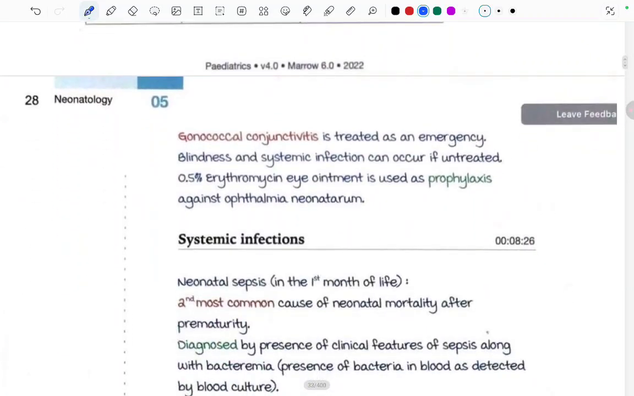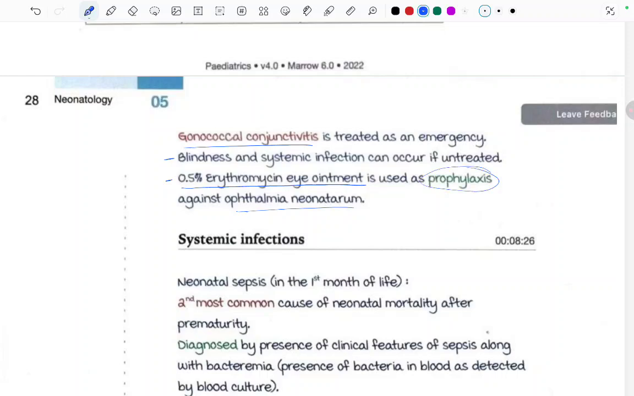Talking about this gonococcal conjunctivitis, it is treated as an emergency. Blindness and systemic infection can occur if untreated, and 0.5% erythromycin eye ointment is used as a prophylaxis against ophthalmia neonatorum. Okay, so for ophthalmia neonatorum prophylaxis, we use this 0.5% erythromycin eye ointment.